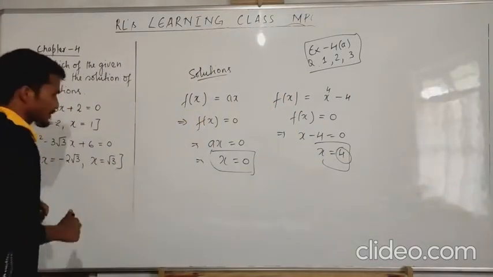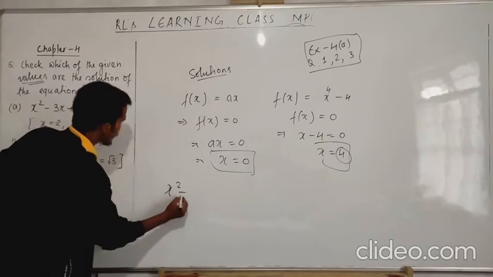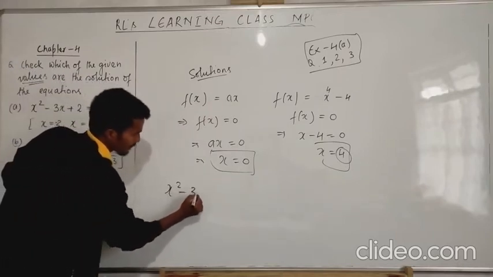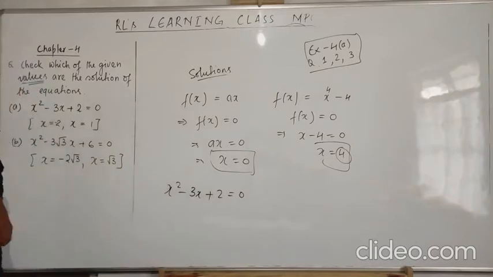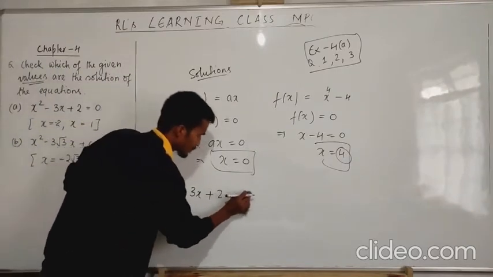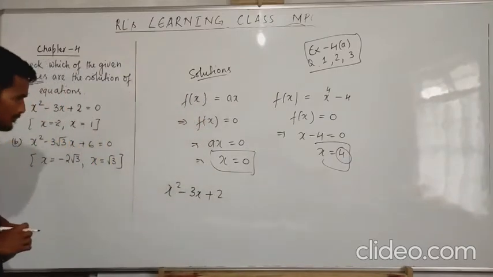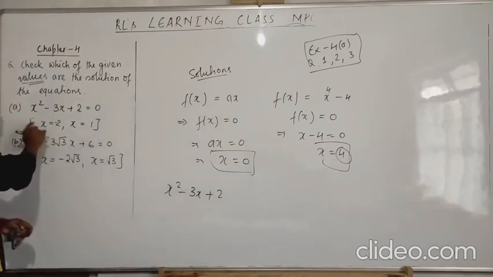Okay, now let's take this question. x squared minus 3x plus 2 equals 0. No need to write the 0 here for calculation. Now they give x is equal to minus 2.